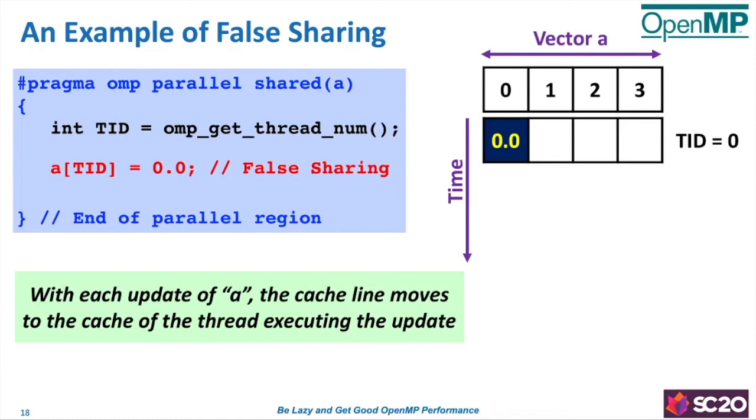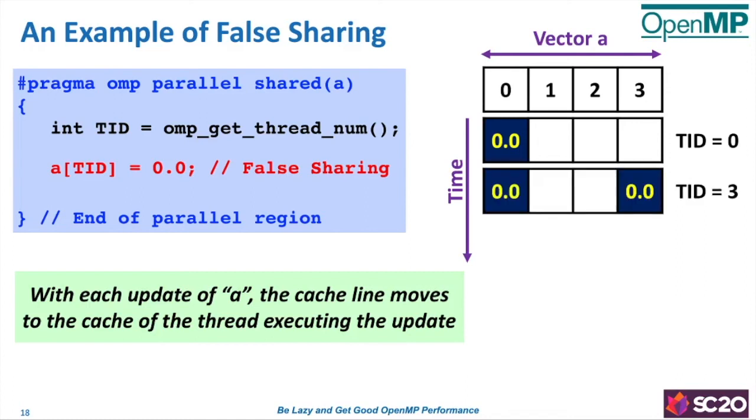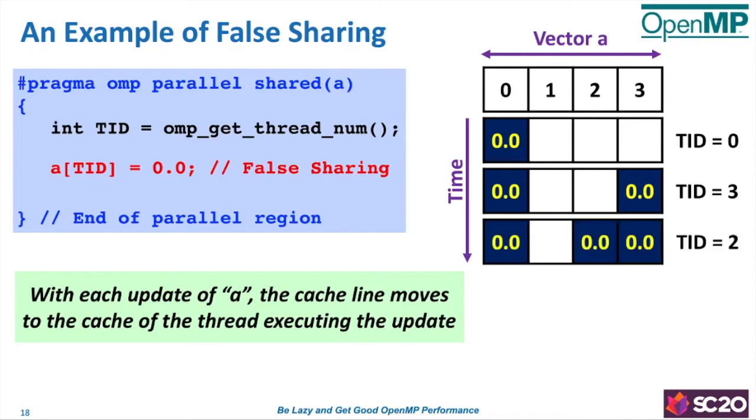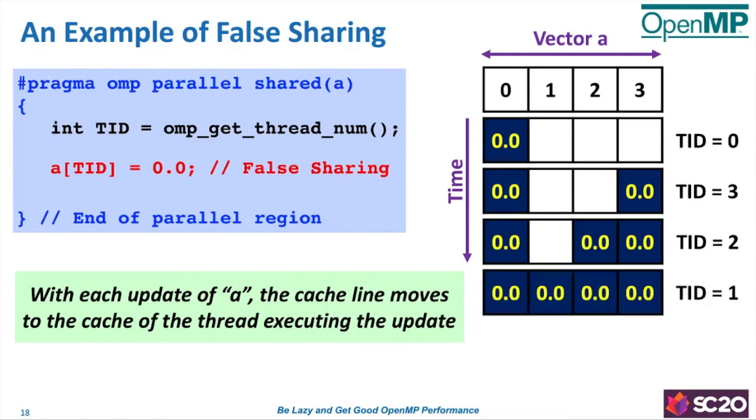That's fine. The next one may be done by thread number 3, and that means that wherever thread number 3 is executing, the line will have to move to. So the cache line will move wherever it is, and then it can do the update. Likewise, for thread number 2, again, the line could move throughout the system, and finally, the last one. So throughout this process, the line is ping-ponging through the system from cache to cache, and that takes time, and that slows you down. And in my experience, false sharing, if it happens, is usually pretty bad.